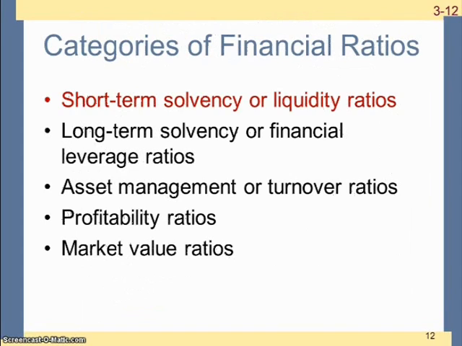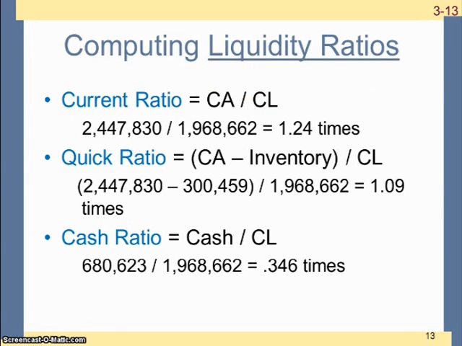Now, we are going to the first category of financial ratio, liquidity ratios. What is liquidity ratio? Liquidity ratio is used to determine a company's ability to pay off its short-term debt obligations. There are current ratio, quick ratio, and cash ratio.